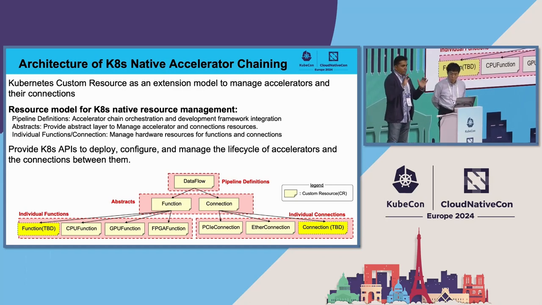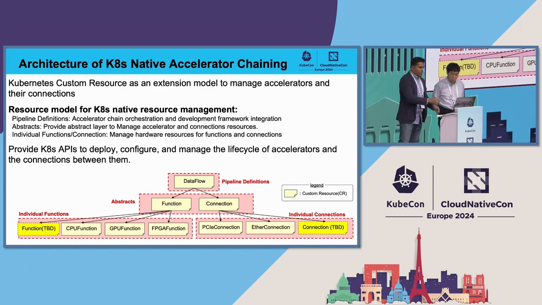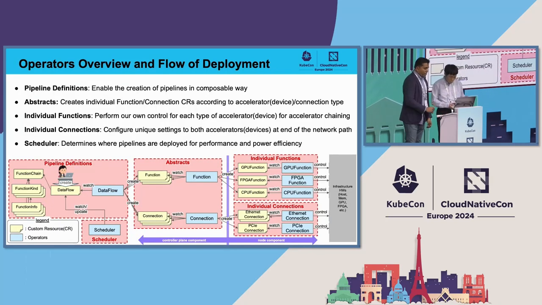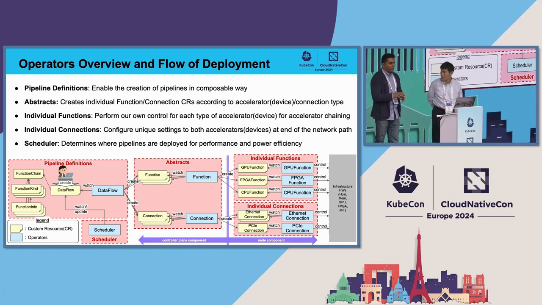We first define a three-tier level of resources. The first tier is the data flow, which defines the pipeline: you can define a function chain, a chain of functions, and how you connect the functions. This is kind of a YAML, so you can define the function chain. And then we have the abstract layer, which serves as an abstract layer between the upper functions and the lower functions. The lower functions are the individual functions and individual connections which directly manage the physical resources. My colleague Masataka will give you a brief on the resource architecture and the operators and how it all works together.